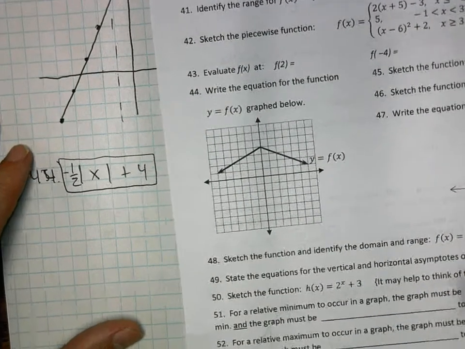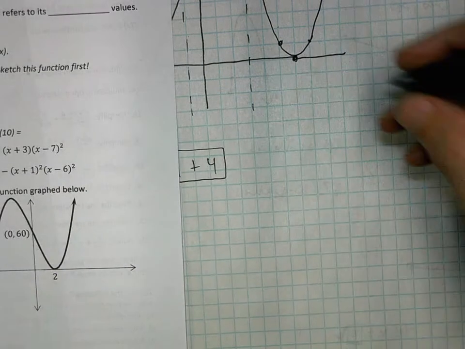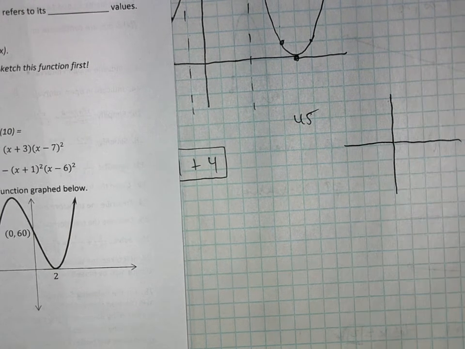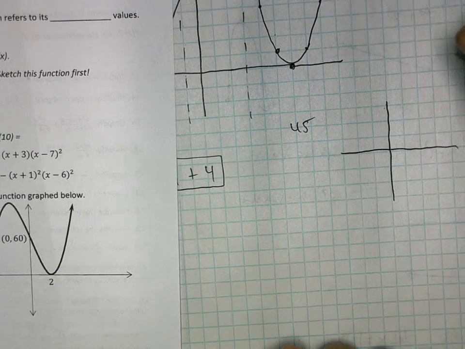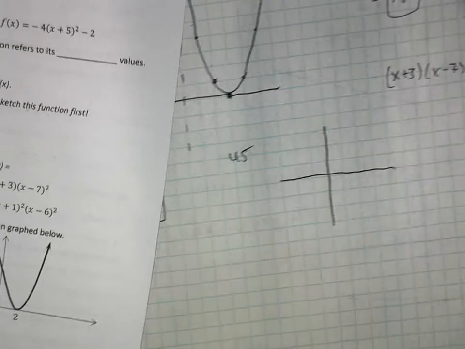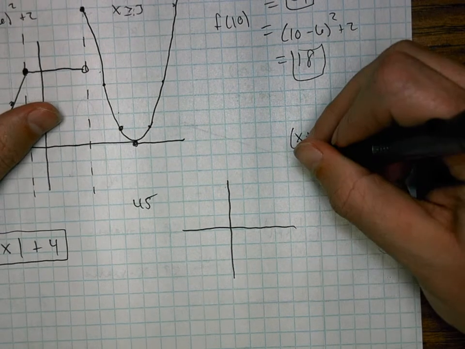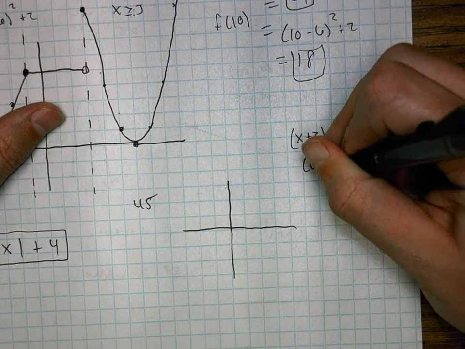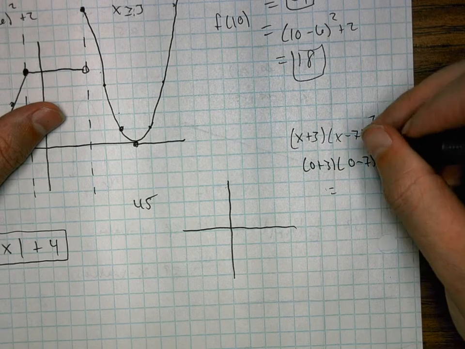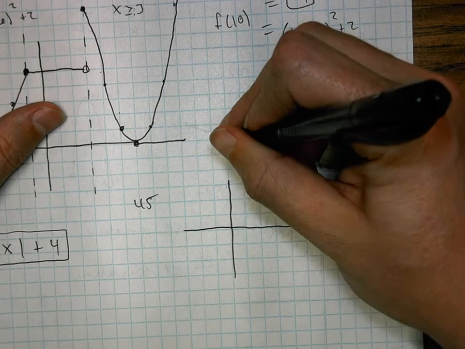45. Sketch the function of that guy. So we got x plus 3, x minus 7 squared. Let's find our y-intercepts. Our y-intercept is 0 plus 3, 0 minus 7 squared, which comes out to 147. So we'll just say it's somewhere up here at 0, 147.